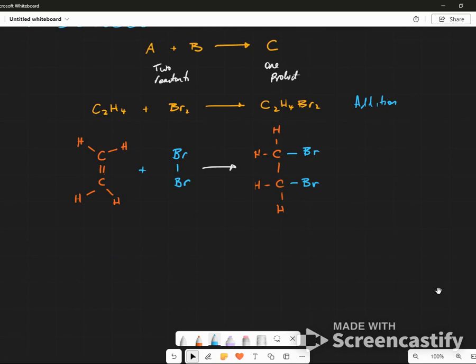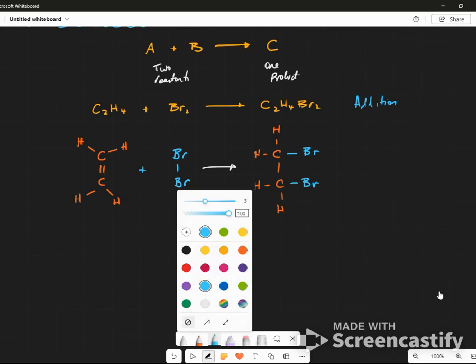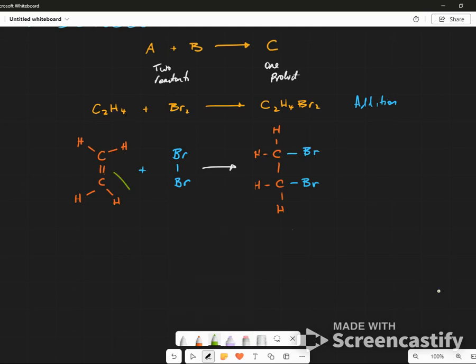Now, what's this product called? I don't think we really have to know what it's called, but I'm going to tell you anyway. Now it's no longer a double bond. It's all single bonds. So it's no longer an alkene. This was an alkene. This one looks more like an alkane.